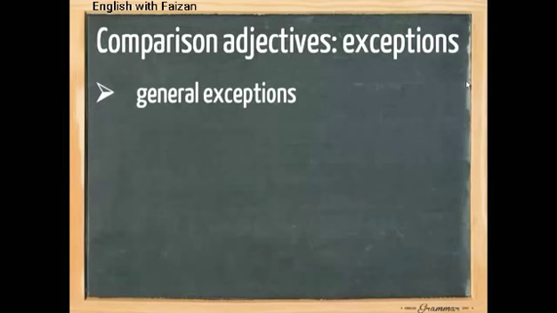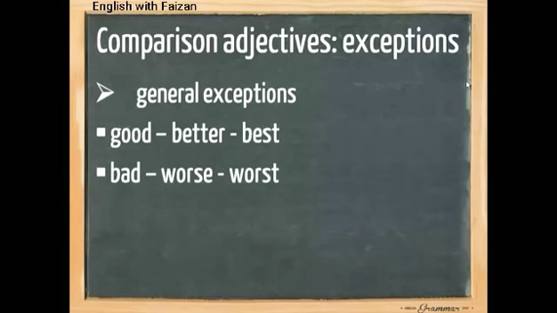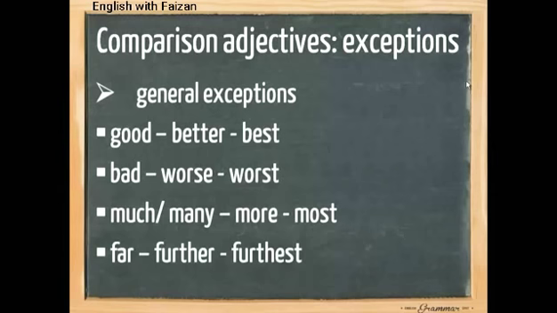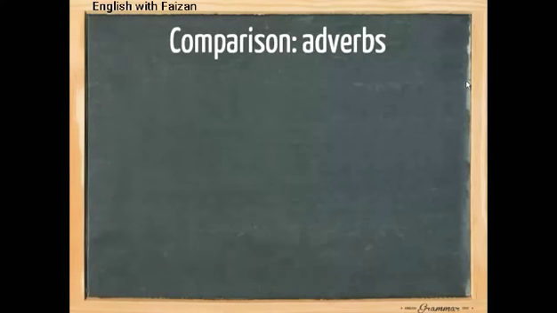The general exceptions are good, better, best, bad, worse, worst, much or many, more and most, and far, further, furthest. These are the most common ones, and it is advisable that you just simply study them because there's no rule to follow here. And please note that bad, badder, baddest is incorrect.